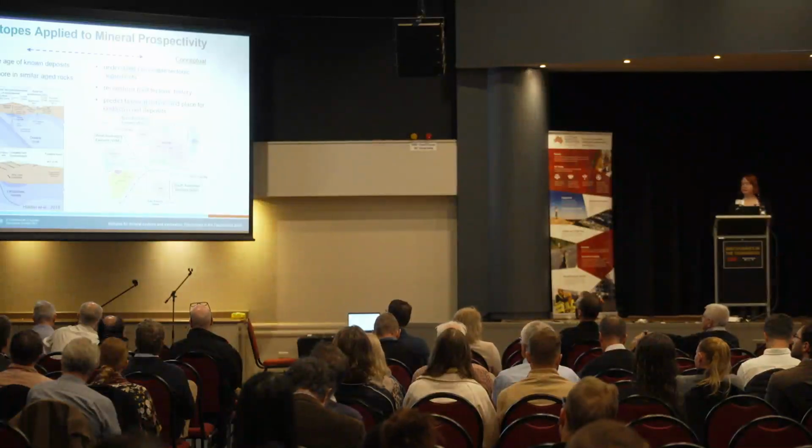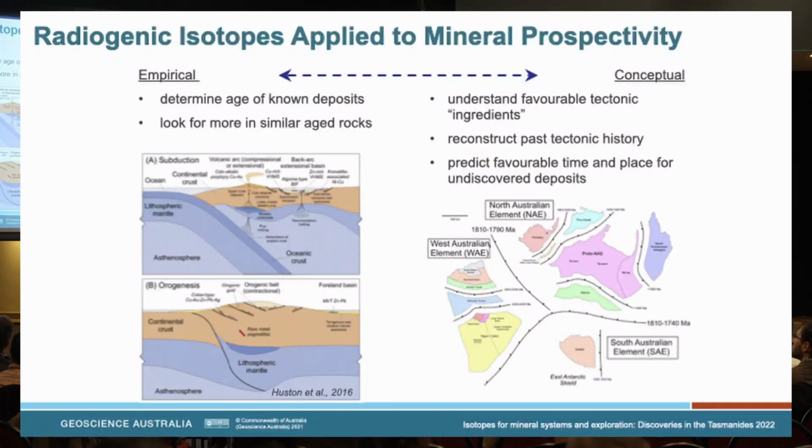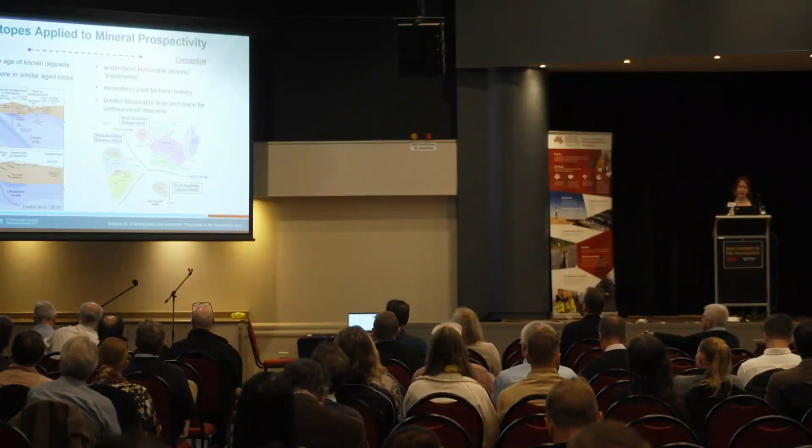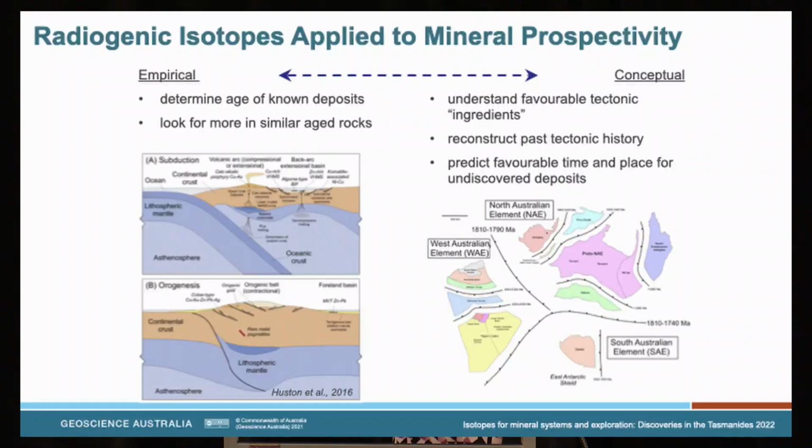So there are different ways to apply geochronology and isotopes to mineral prospectivity. The basics: you date your deposit, you find out the age, you go look for things that are the same age. Makes sense, and that's great, it's fantastic. Similarly with isotope science, you can find the isotopic character of your deposit, and then you can go look for similar isotope characteristics.